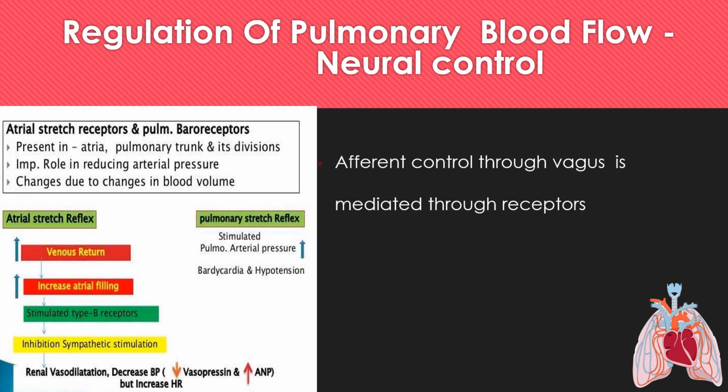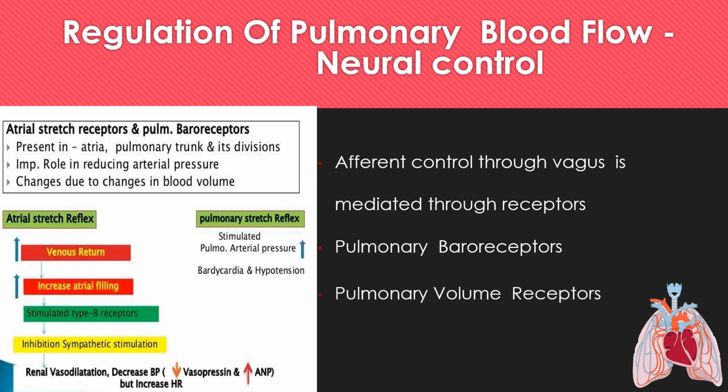Moving on to the afferent control through the vagus, it is mediated through the following receptors. The first one is the pulmonary baroreceptors, which are present in the pulmonary trunk. These vagal mechanoreceptors detect the rise in pressure in the pulmonary artery and produce reflex bradycardia and hypotension. So this is the pulmonary baroreceptor.